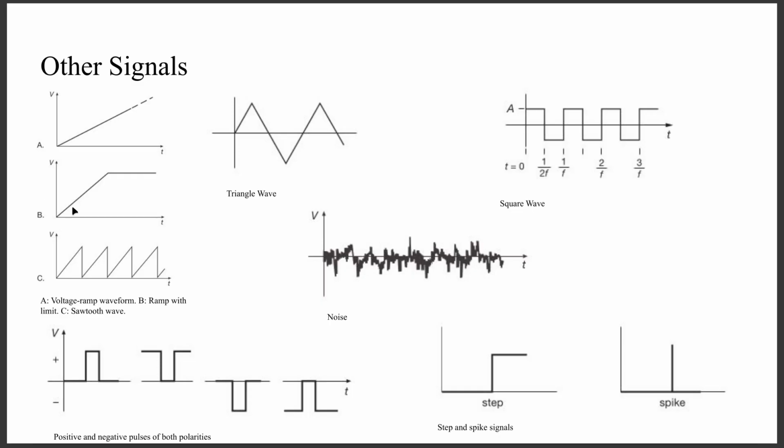So, the other kinds of signals. We have a voltage ramp waveform, a ramp with a limit, a sawtooth wave, a triangle wave, noise, square wave, positive and negative pulses of both polarities, step and spike signals.